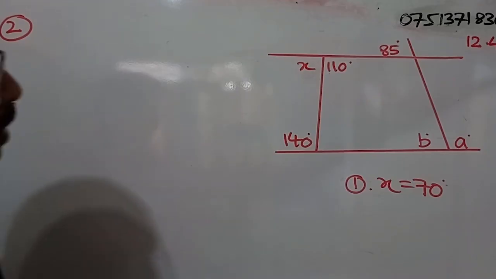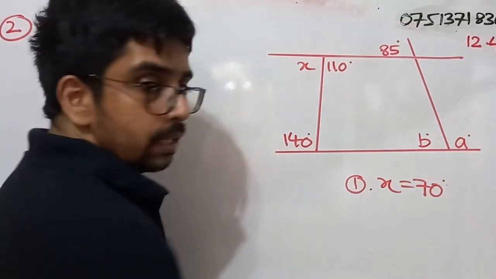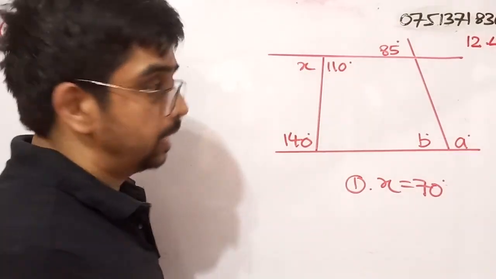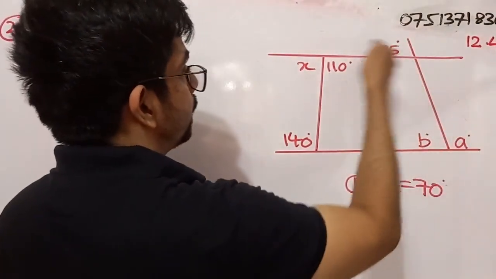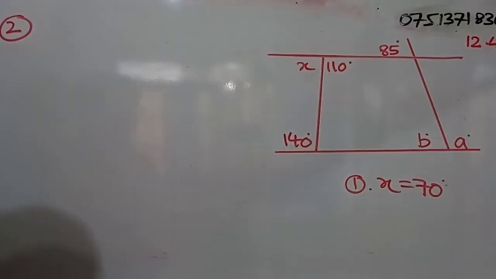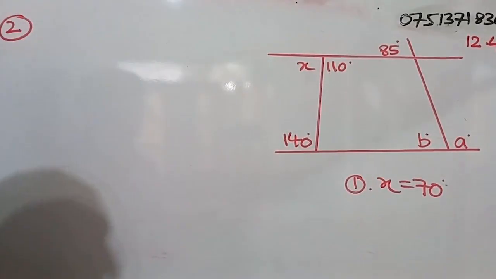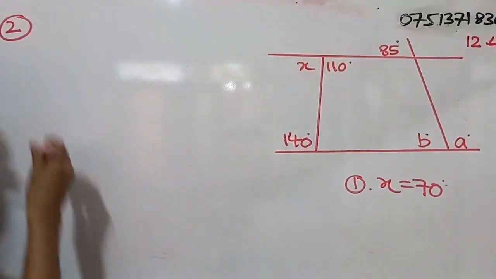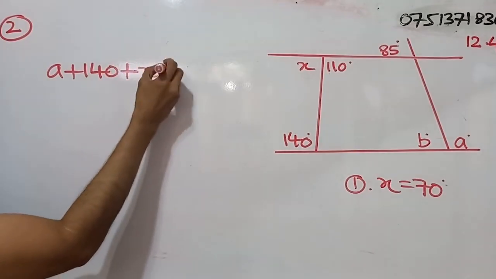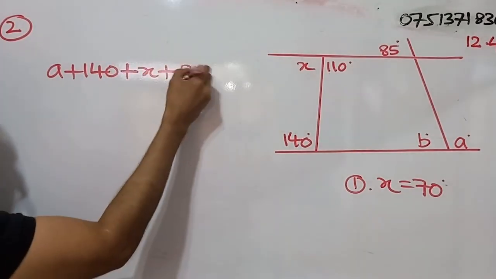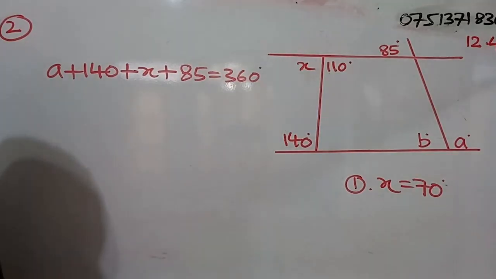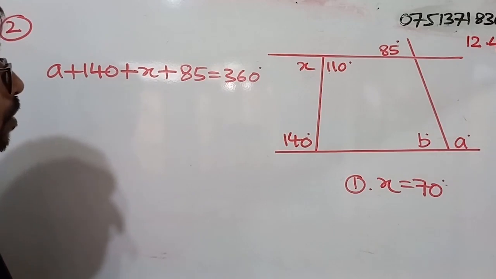Here we have simple a. We can see that simple a is an external angle. So we have 4 external angles along with simple x. Therefore we can write a plus 140 plus x plus 85 is equal to 360 degrees. What is the reason? Sum of external angles of a quadrilateral.